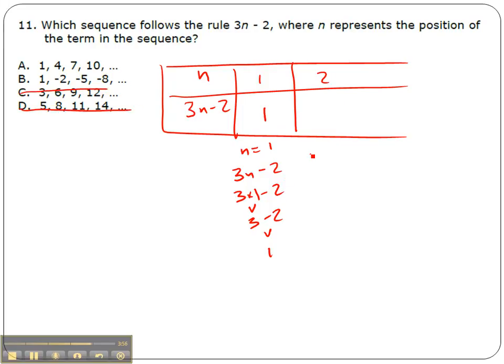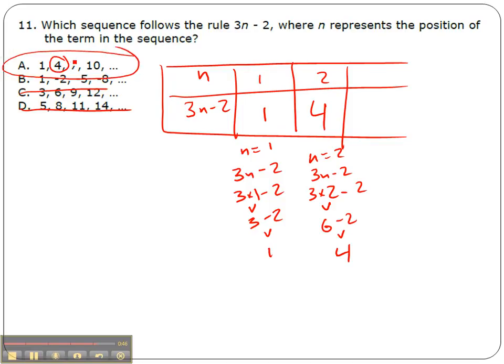For n equals 2, 3n minus 2 would be 3 times 2, n is 2, minus 2. 3 times 2 is 6, and 6 minus 2 is 4. So the second term of the sequence should be positive 4. So answer choice A. Okay, we'll pick up the review with problem 12 in the next video.